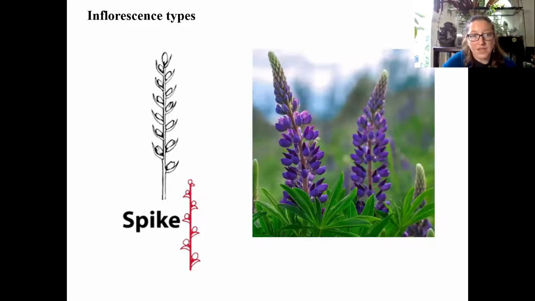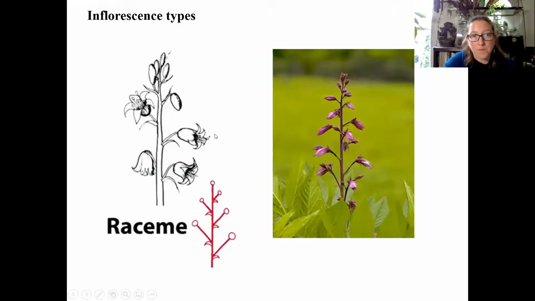Another type of inflorescence is a spike, as shown here on these lupine. Lupine is the type of plant that we learned about in that documentary way back. But spike has a single stalk and then little flowers coming out of the stalk. So that's a spike. If the little stick drawing is not helpful to you guys, there's usually also a more botanically accurate drawing as well on these slides. So a spike.